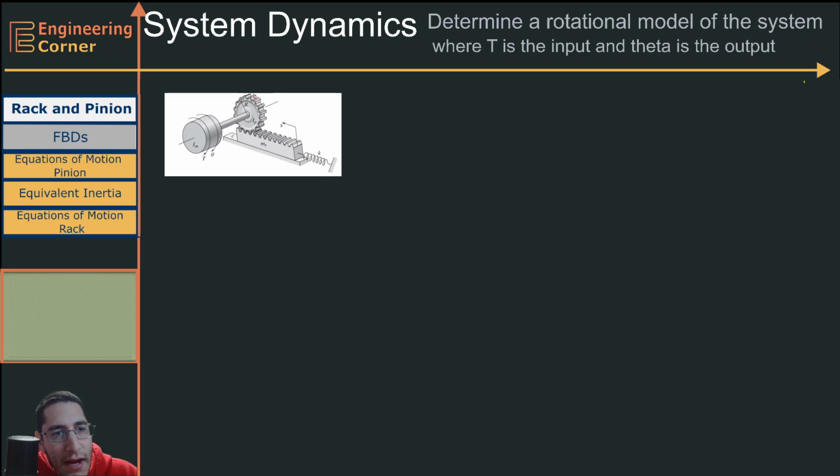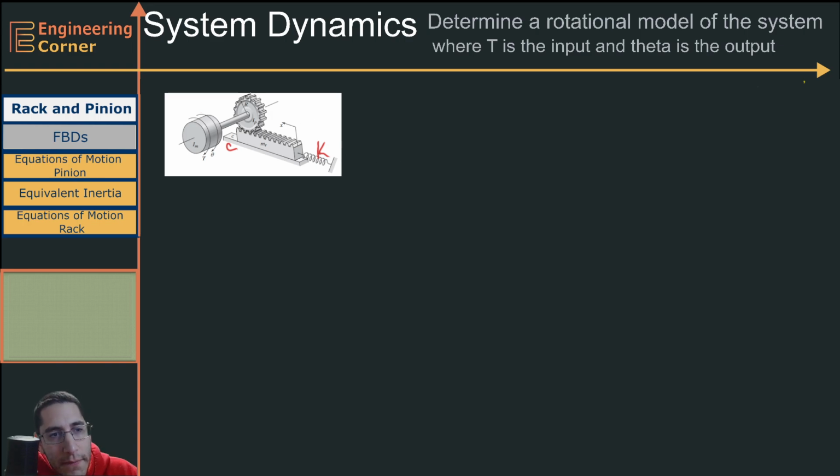Now, what is going on in the system? Well, I have a rack and pinion system right here, and my rack is connected to some solid surface with this spring, and we're going to assume that the spring is initially unstretched. The spring is also going to have a spring coefficient of k, and on the other side, the rack is going to experience some damping force, and that damping force is going to have a coefficient of c. That's what's going on with the rack. We're going to be moving towards our left.